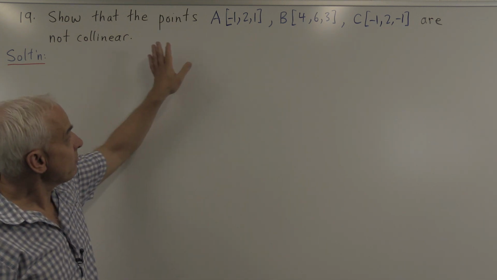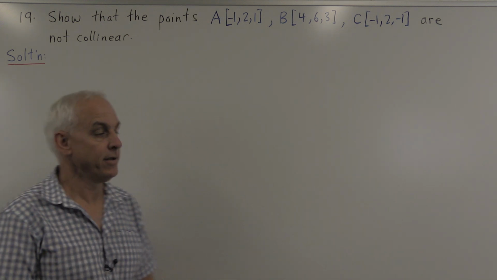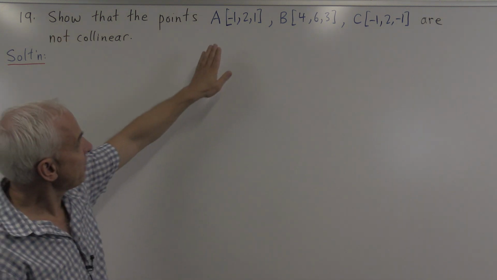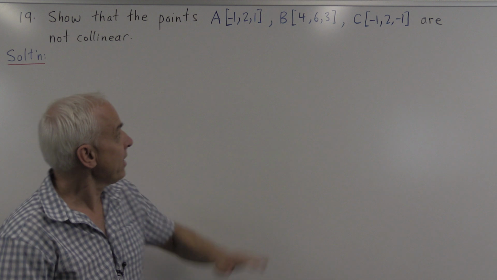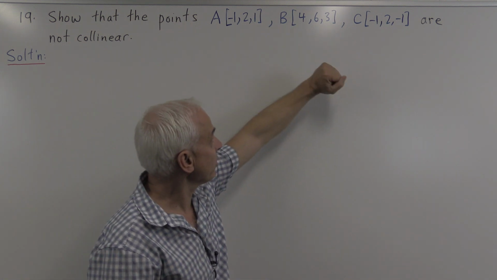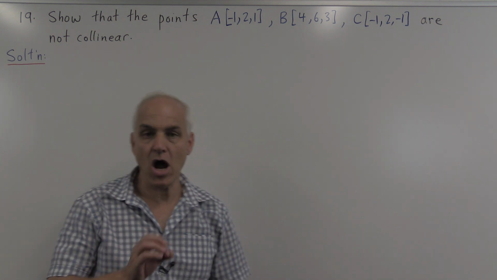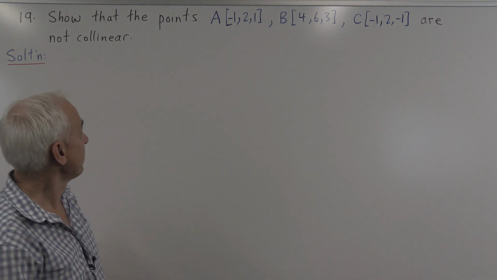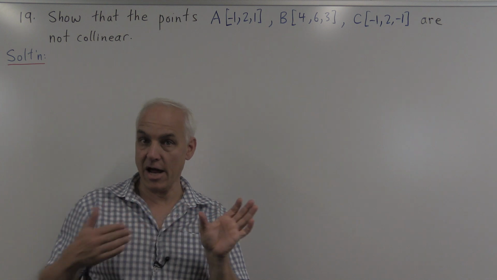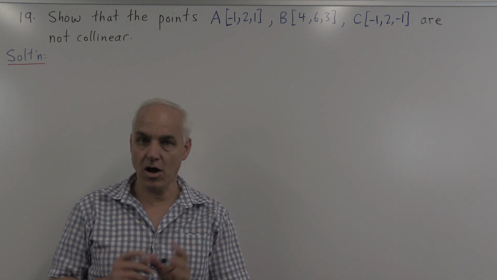This is a problem on linear algebra from the Math 1131 notes. We're in Chapter 1, Question 19, to show that these 3 points, A, which is the point -1, 2, 1, B, which is the point 4, 6, 3, and C, which is the point -1, 2, -1, are not collinear. So we want to show that. Collinear means that they all lie on a line. Not collinear means, therefore, that they do not lie on a single line.